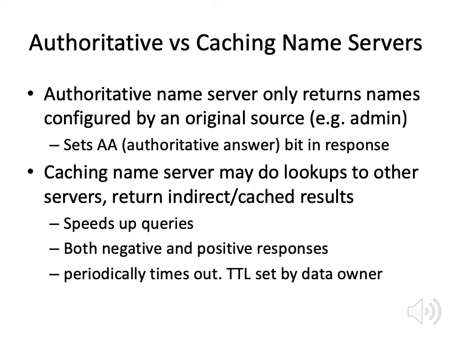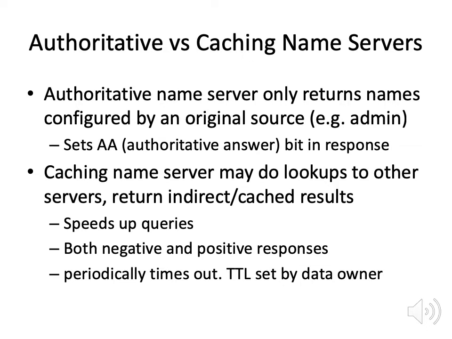So there's different kinds of domain name servers. One is an authoritative name server. An authoritative name server only returns names that it's actually been configured with by some original source. This means that some administrative server told the name server, here is a mapping from an IP address to a host name, and you are authorized to give the correct answer. So when an authoritative name server returns a response, it sets the AA bit, the authoritative answer bit, in the response. And anybody who gets this answer can say, oh, I got the real answer because I got it from the source of the name servers that actually know the truth.